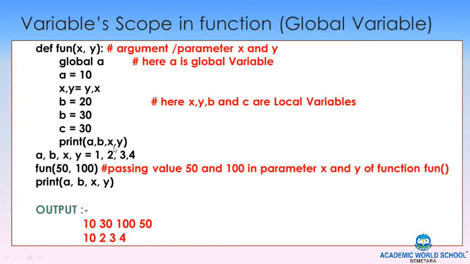Now the function is over. The program control again switches into the main. Then again the A, B, X, Y values will print. And now A is a global variable, so the value of A will change. Now the value of A is 10, the value of B is 2, the value of X is 3 and the value of Y is 4, just because of local variables. That's why the values are not changed.